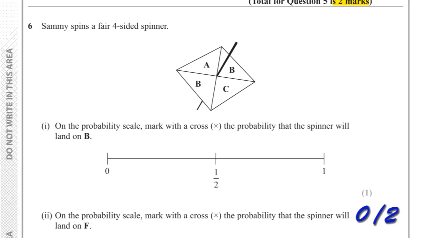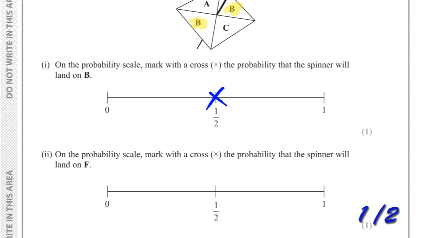Question 6, we get our first probability question. This question is a little sneaky. A lot of people got tripped up by this one. Sammy spins a fair 4-sided spinner. On the probability scale we need to mark with a cross the probability that the spinner will land on B. Now a lot of people didn't look very carefully. They've actually put in 2 B's on this spinner, which means that out of the 4 things, 2 of them are B's, so half of them are B's. That means the probability is going to be a half.